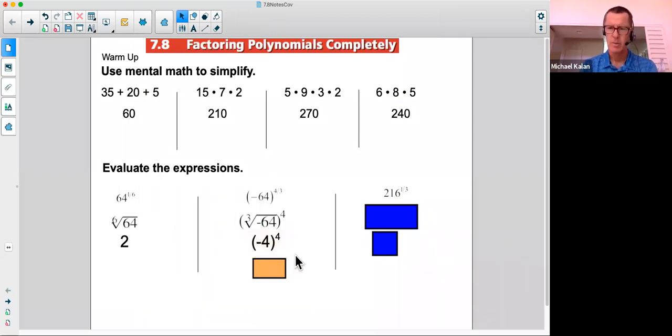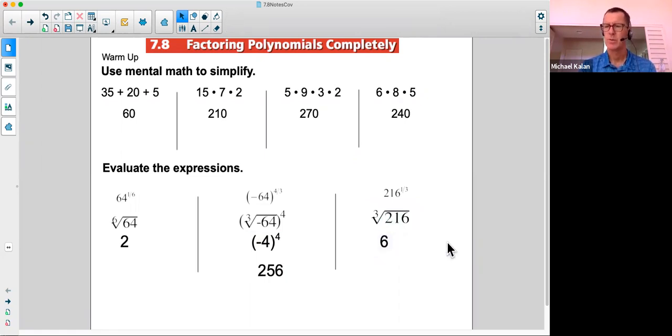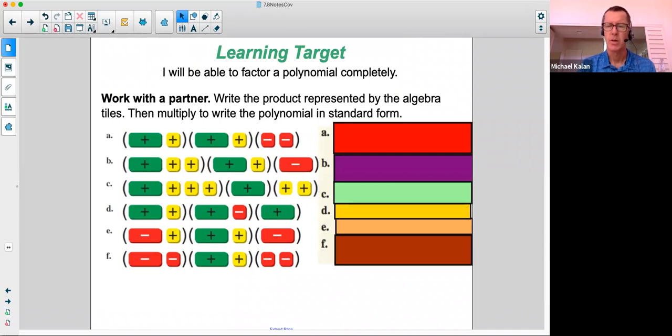And then we're going to raise negative 4 to the fourth power, which means it's going to be a positive because it's a negative multiplied by itself 4 times, an even number, and we get 256. And then this one is saying what? The cube root of 216, which is 6. 6 times 6 is 36 times 6 is 216. All right, now we got the juices flowing. Your learning target here is to be able to factor a polynomial completely, no matter what.